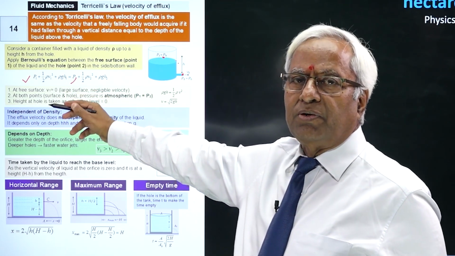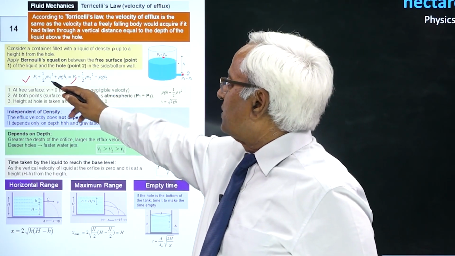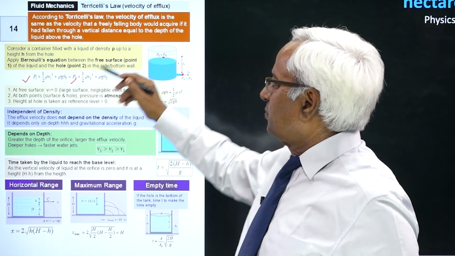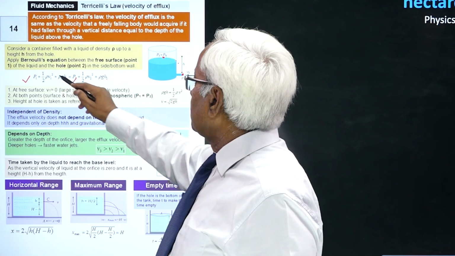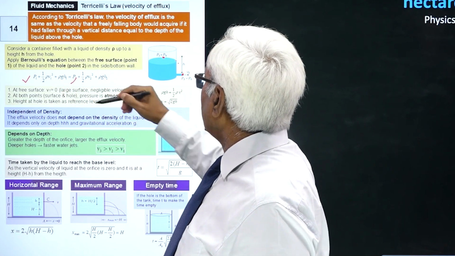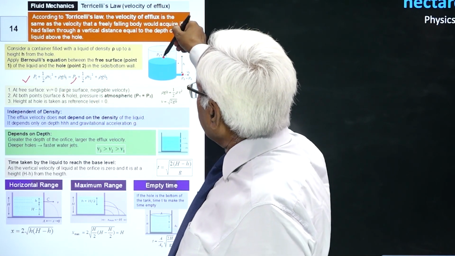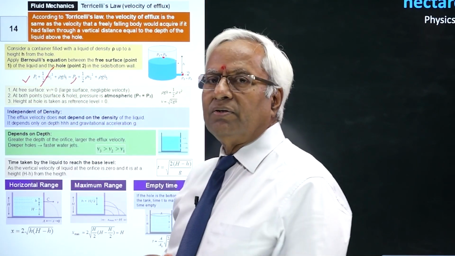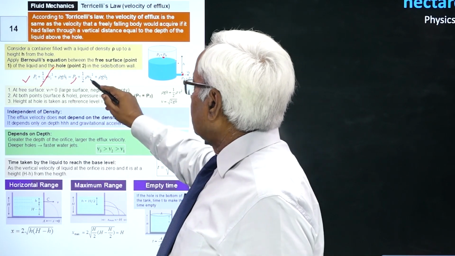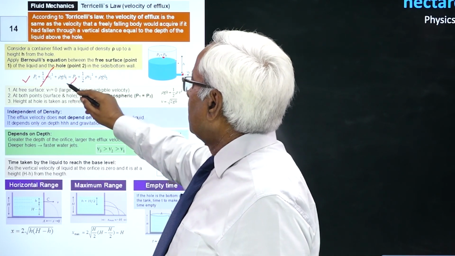In Bernoulli's theorem, you have three terms. First term, that is pressure, it's going to be common at both. Then half density V1 square, half density V2 square. At one point, this is at rest. So, this term also vanishes. Second term only is left over here.